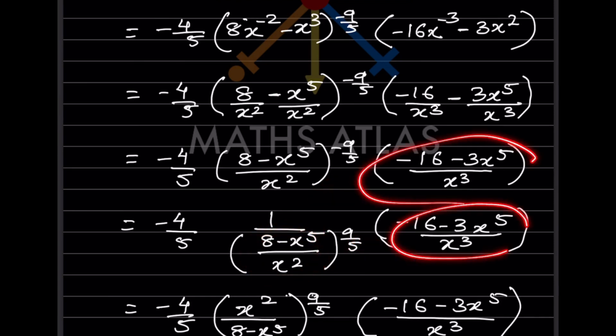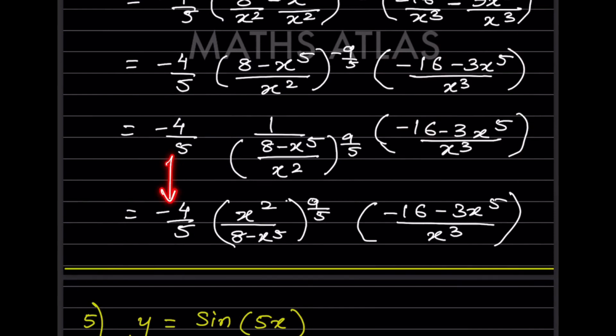This remains the same. This the same. So now we can take the reciprocal of that one. So this 9 by 5 is for this as well as this. So 1 divided by this one, this will go up and this will be down. So here the reciprocal means x square divided by 8 minus x to the 5, raised to 9 by 5, and this the same. So this is the final answer.